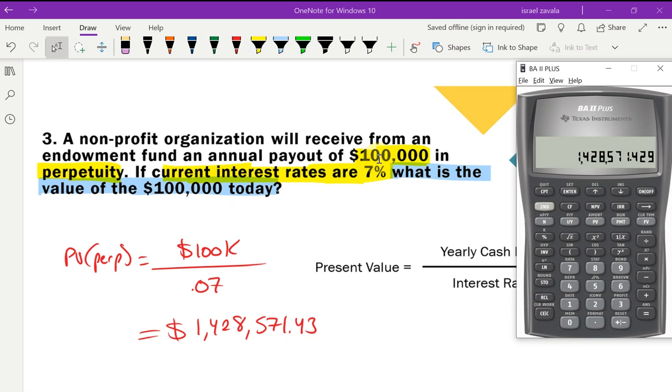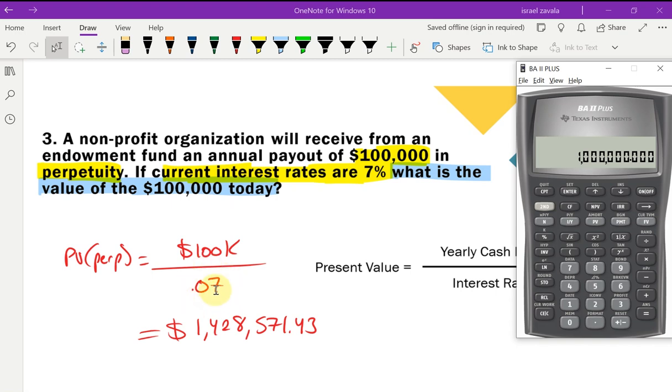Now, notice if we increase the interest rate, right? Let's say we increase it to 10%, right? So we take our 100,000 and we divide by 0.1, which is 10%. Notice that that's only $1 million. So as you increase this interest rate, you decrease the present value. You're increasing the amount of the discount, right? So you're getting less today.